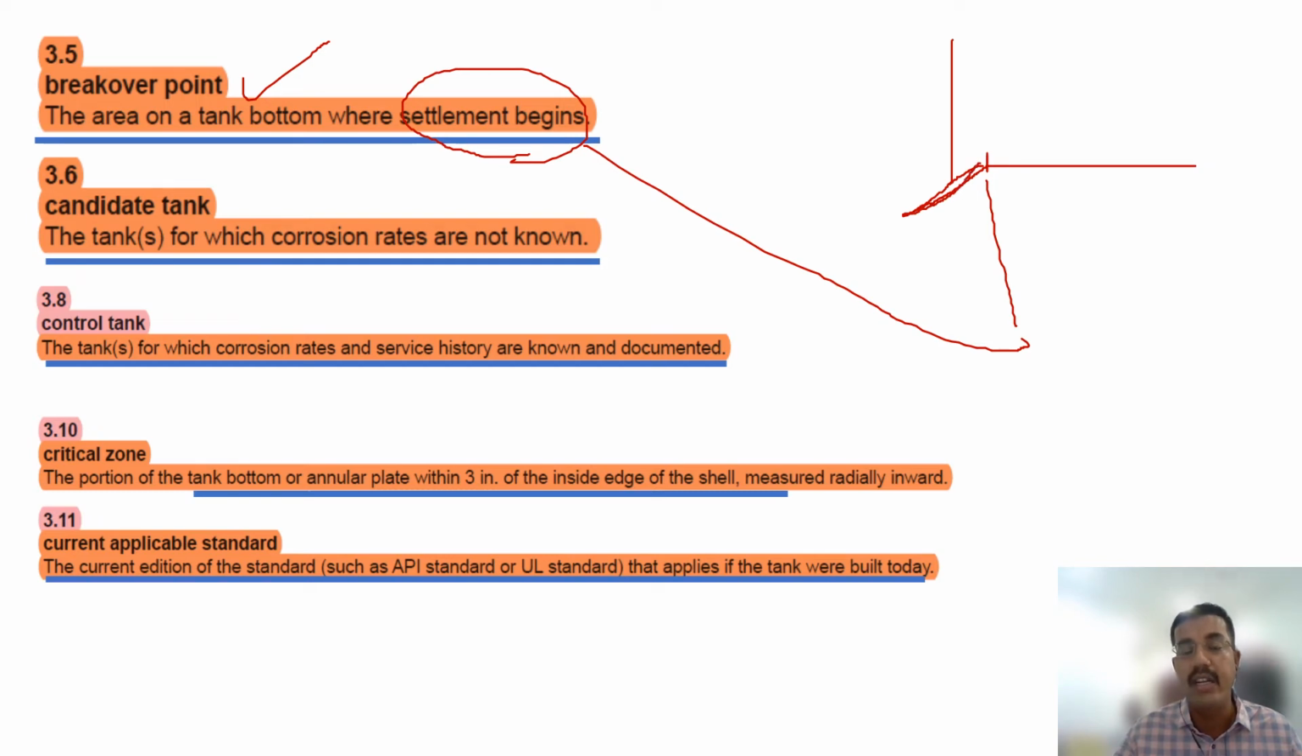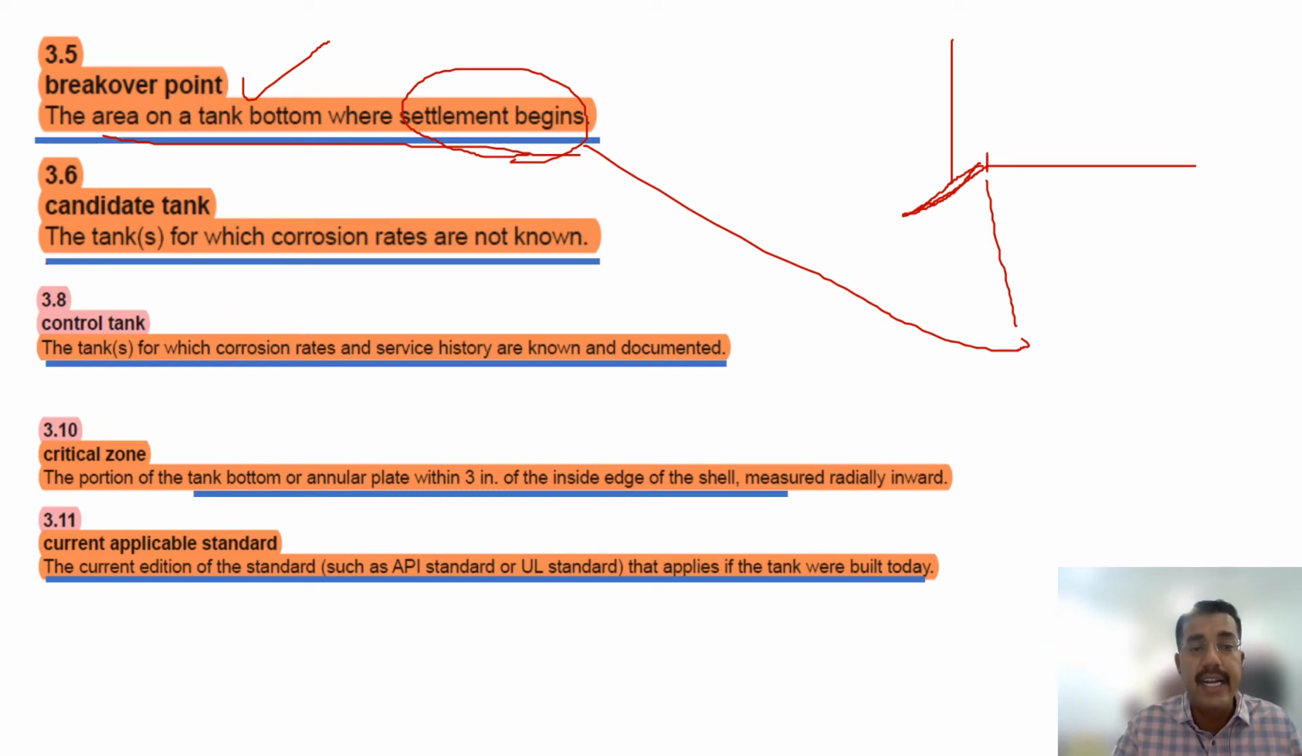For edge settlement, we already read some of the settlements in API 650. We'll read in detail about it in 653. We call it edge settlement. So this is called the breakover point: the area on the tank bottom where the settlement begins.